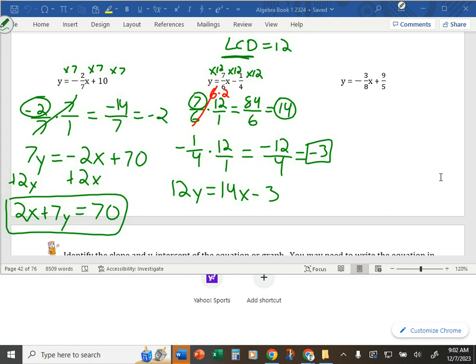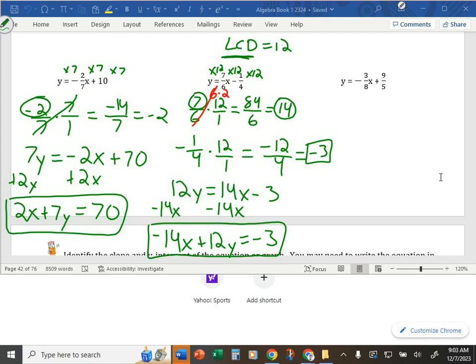Okay. Tatum said we're not done yet. He's correct. X and Y are not on the same side. So our final step, move those X's over using opposite operations. Much less work, much less math to show here. Again, we cannot combine the X and the Y terms. So negative 14X, positive 12Y, and that equals negative 3 on the right side. And that is our final answer.